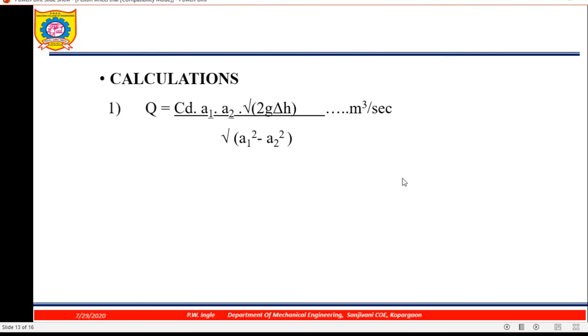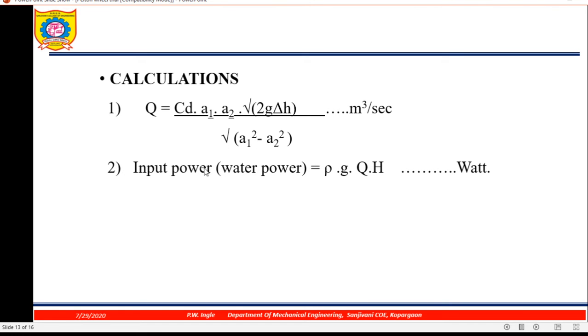Now we'll see the calculations. So Q equals CD A1 A2 times the square root of 2g delta H, upon the square root of A1 squared minus A2 squared. Now how to calculate this A1? It is pi by 4 D1 squared, where D1 is the diameter of pipe. A2 is pi by 4 D2 squared, that is the diameter of throat.